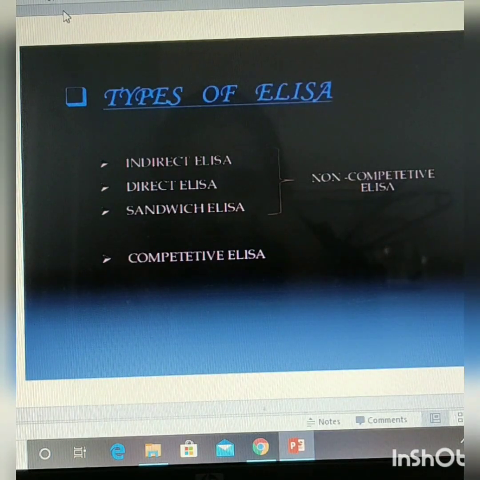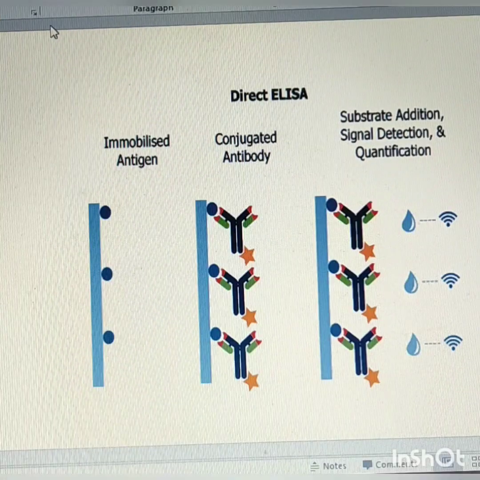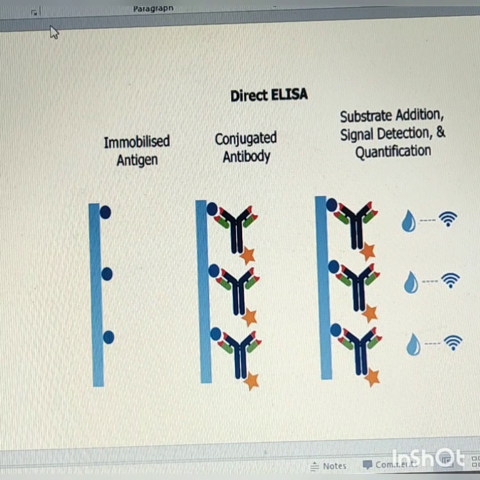Types of ELISA. There are three basic types actually: indirect ELISA, direct ELISA and sandwich ELISA. There are several formats used for ELISA. After immobilization, the antigen is detected either directly, that is labeled primary antibody, or indirectly, that is by labeled secondary antibody.